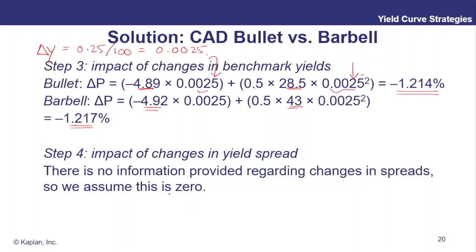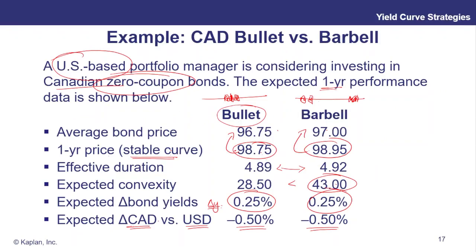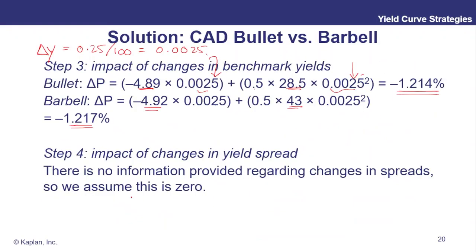The impact of changes in yield spread. What have we been given here? We've been told that bond yields are changing. We've captured the full bond yield change in step 3. They haven't mentioned spreads. So maybe spreads changing and benchmark rates changing are all wrapped up in this 25 bips. Or maybe spreads just aren't changing.